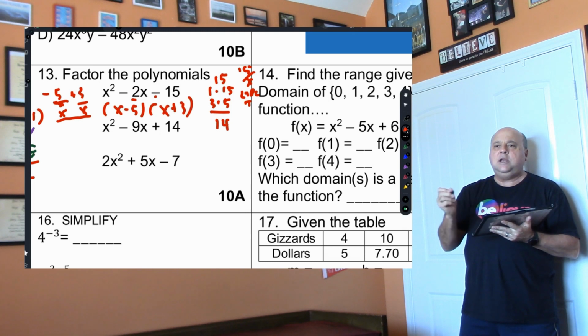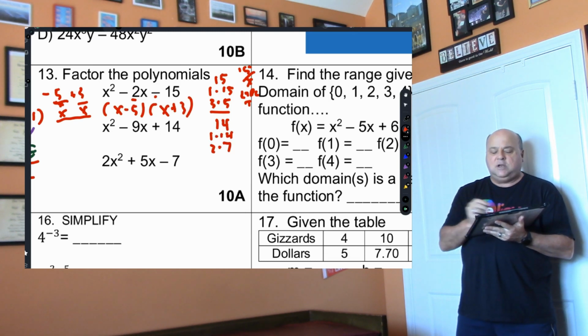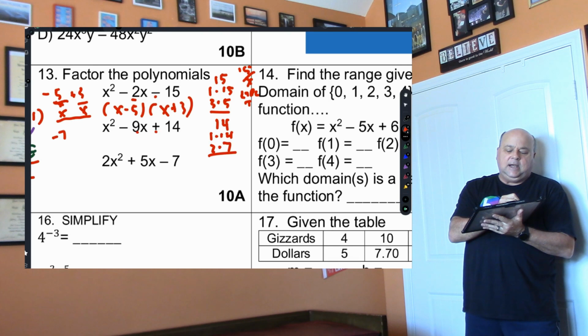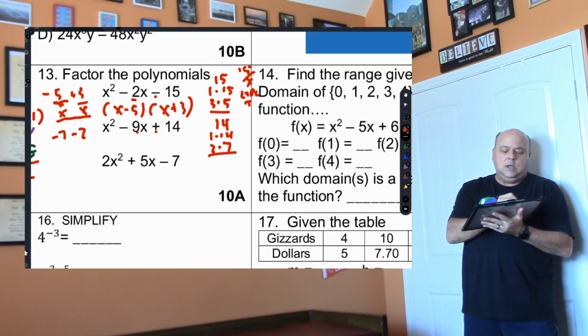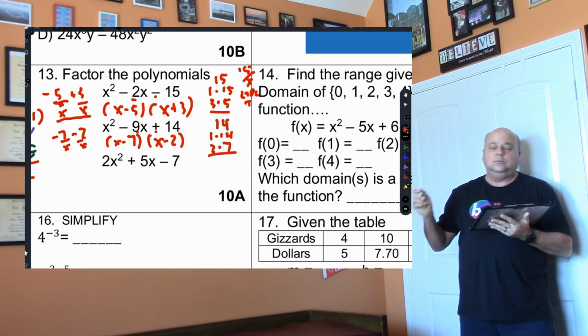We got 14. The only things you can multiply and get 14 are 1 and 14, and 2 and 7. We want to add and get 9, so the 2 and the 7 work. And they're both going to be minus, aren't they? So we need a negative 7 and a negative 2. The x goes on bottom. Those are my parentheses: x minus 7 and x minus 2.